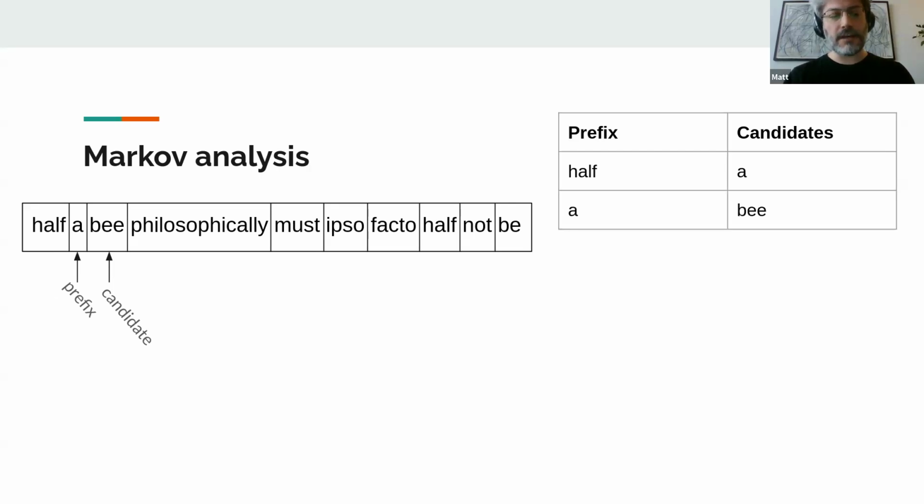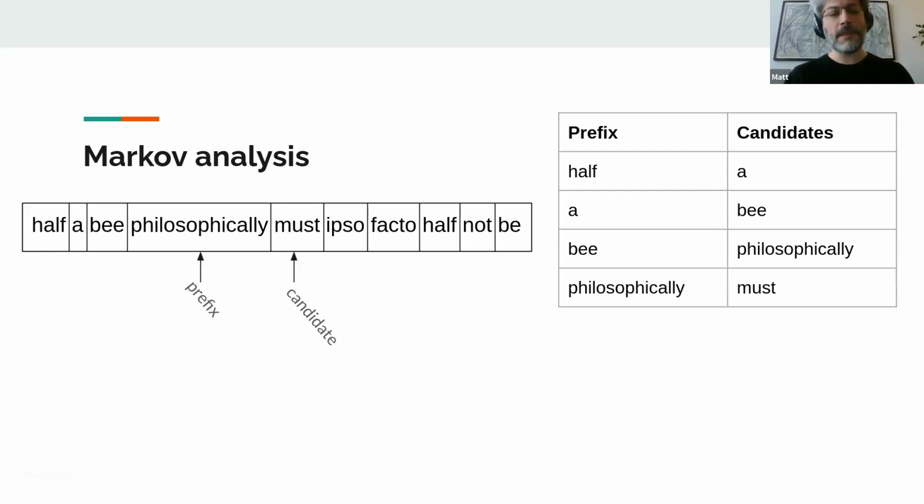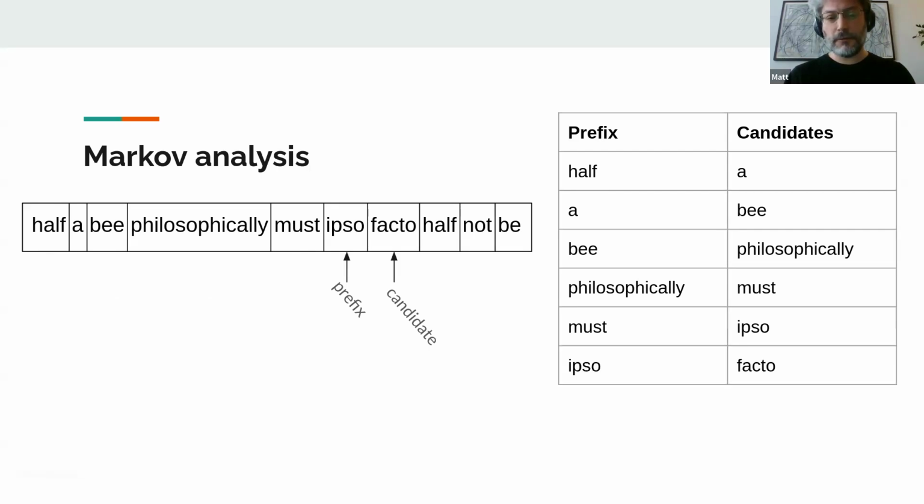And then we'll move forward through the document. Now, A is the prefix, and the word B is a candidate. So A is now in the prefix column, and B is one of its candidates. And we'll go through the document incrementally, comparing every pair of adjacent words that we see, building up the table. At the moment, nothing particularly interesting is going on, but I will point out what happens when we get here. Here, facto is a prefix and half is a candidate. So facto starts off there as a prefix, and then half becomes its candidate.